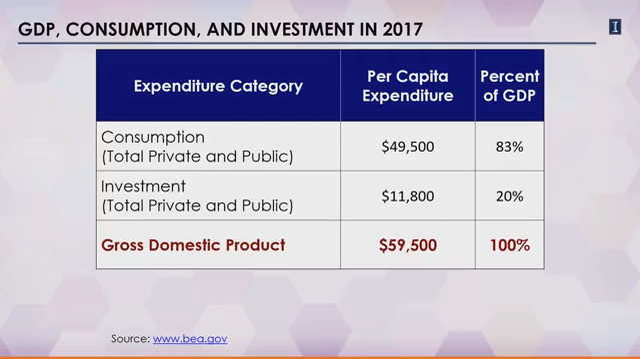Notice here that the percentage of consumption and investment add up to more than 100%. That's because we have not taken into account trade deficit. Trade deficit enables the United States to consume and invest more than it produces, and that's roughly 3% of GDP.